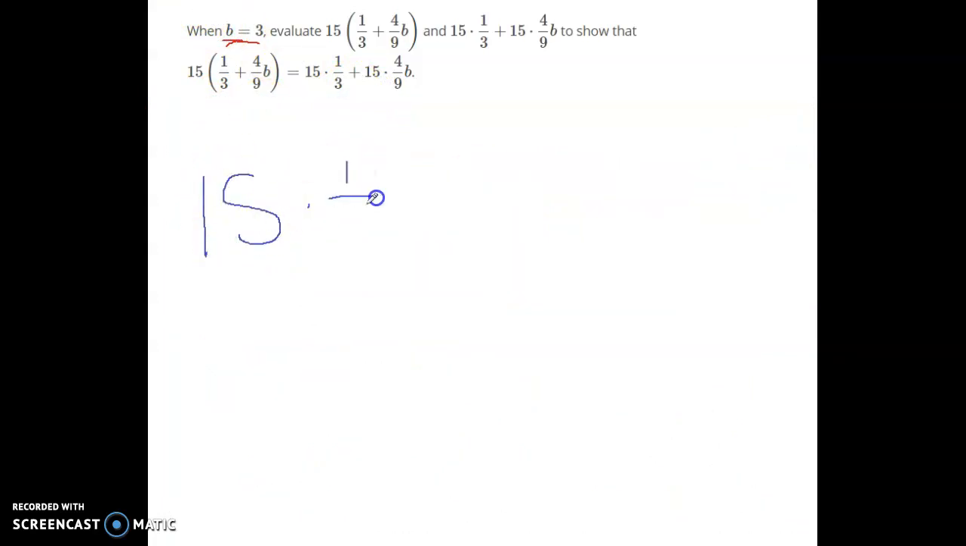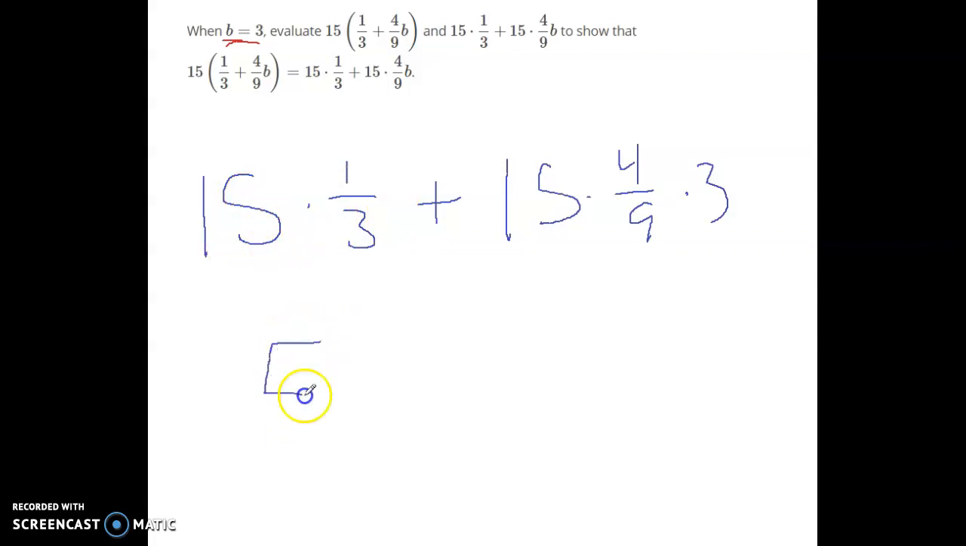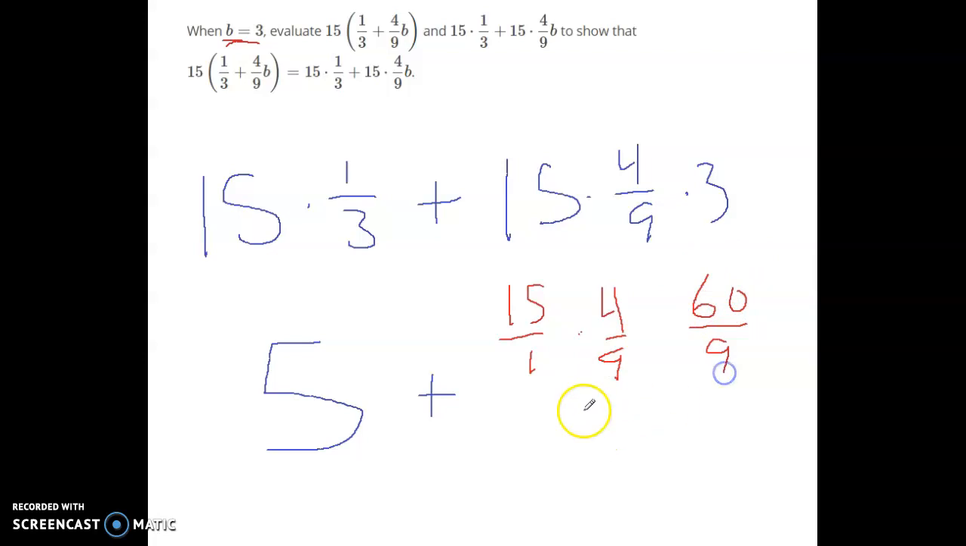So 15 times 1/3 plus 15 times 4 over 9 times a 3 now. Before I do addition or subtraction, I would need to do all the multiplications first, so I'm going to do that. 15 times a third is 5. And so I'm just doing them left to right. Now 15 times 4/9. Let's go ahead and work this out here. So 15 over 1 times 4 over 9. Top times top would give me 60. And bottom times bottom gives me 9.